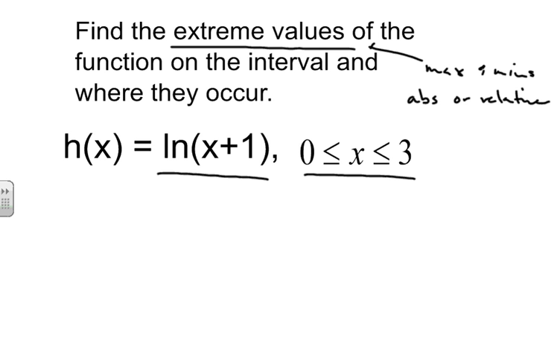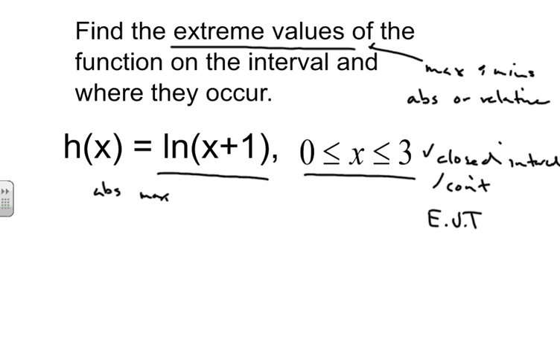Because this is on a closed interval, and we also have a continuous function on this interval, we are guaranteed by the extreme value theorem that there will be an absolute max and min on this graph. According to the extreme value theorem, we know that's going to occur, so we're going to identify them.